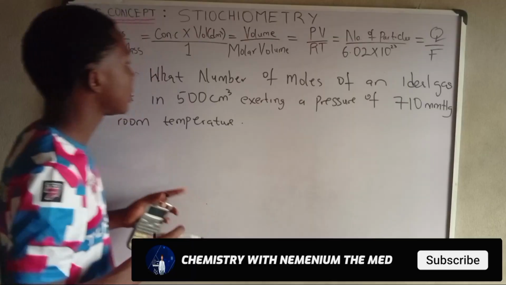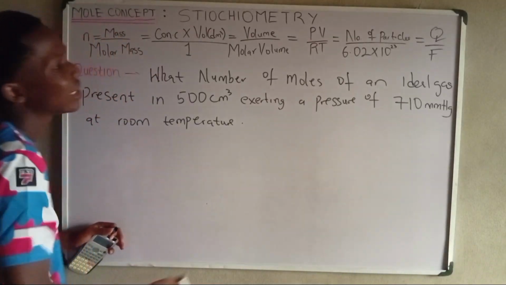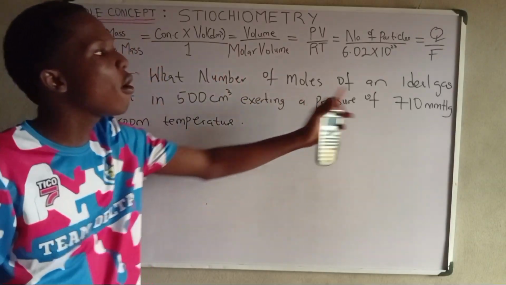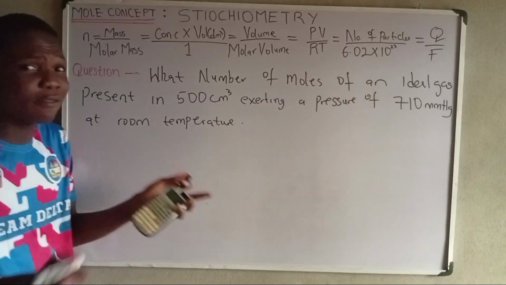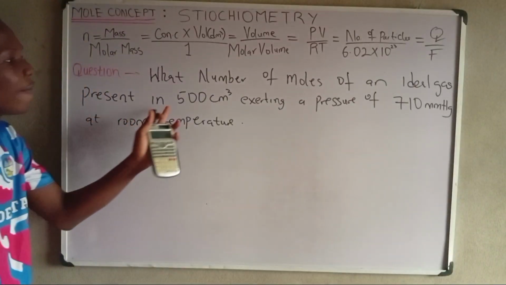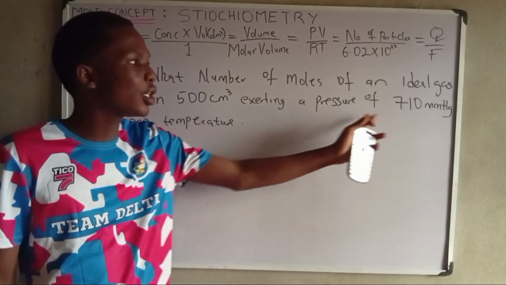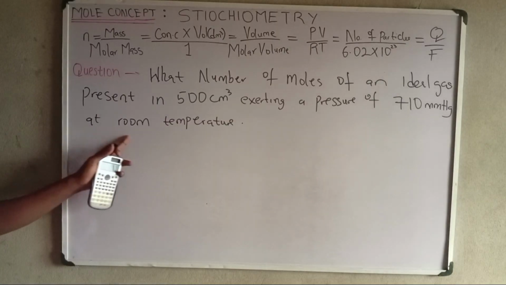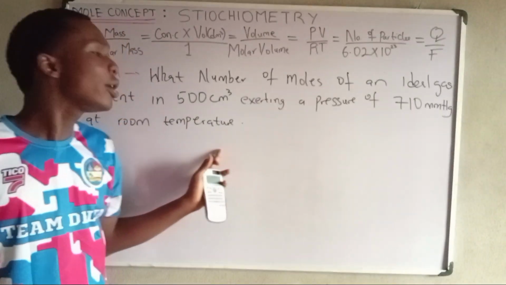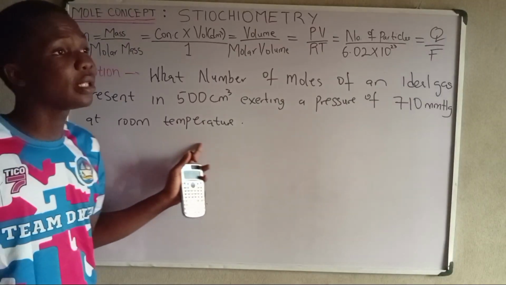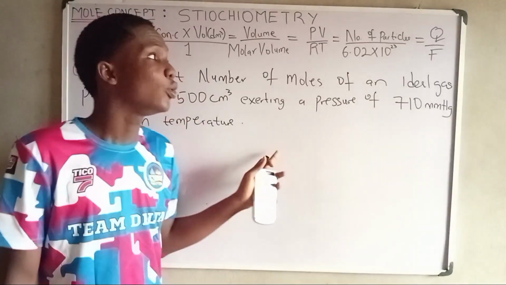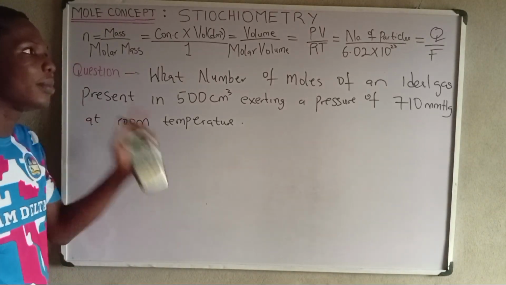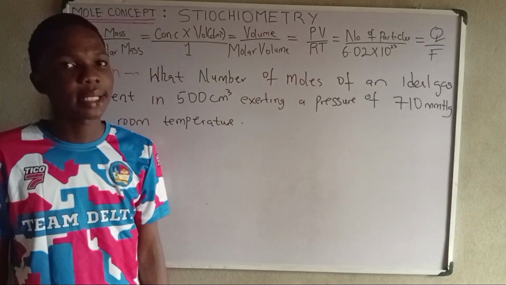Okay, welcome back guys. Now this is your own practice question on this formula. It says what's the number of moles? We are looking for number of moles of an ideal gas. Then you may know the formula we have to use. Present in 500 cm cube, exerting a pressure of 710 millimeter mercury at room temperature. Now, when you know the value for room temperature in degrees Celsius, you know what to do. I don't have to tell you everything. Okay, so now I'll wipe this out. Let's move on to the next stuff.